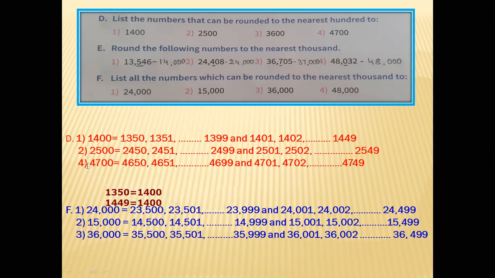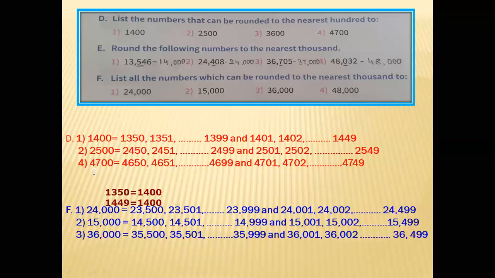Next, 2500, second one. From 2450 to 2549 equals 2500. Okay, from 2450 you have to think once. From 2450 to 2549 equals 2500. Next, the third one you have to write. What is the third one's answer? Question 3, 3600. You have to list the numbers nearest to 3600.